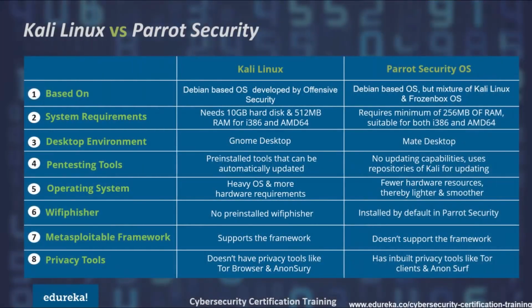Okay, here we go. First of all, Kali Linux is a Debian-based operating system by Offensive Security, and it's a rewrite of BackTrack. As for Parrot Security, it's a mixture of Frozen Box and Kali Linux. Coming to system requirements, Kali Linux requires a minimum of 10 GB hard disk space for installation, a minimum of 512 MB RAM, and as for Parrot OS, it requires a minimum of 256 MB of RAM, and it is suitable for both 32-bit and 64-bit processor architectures.